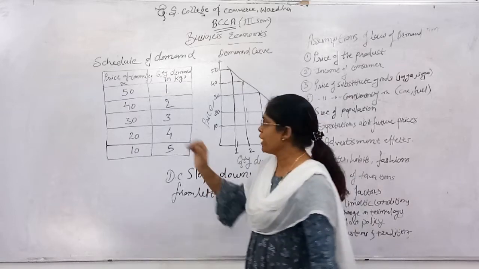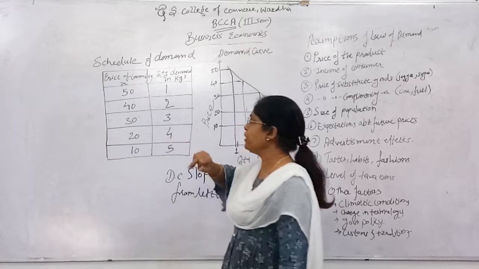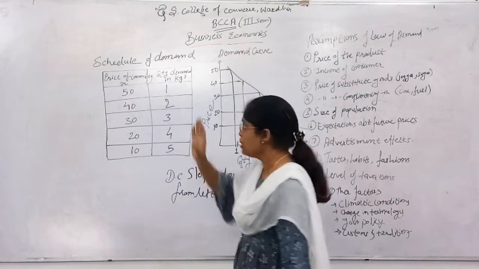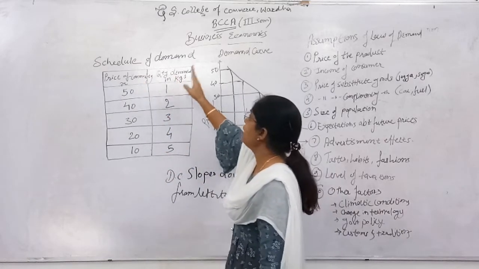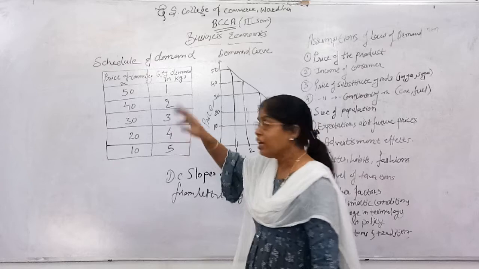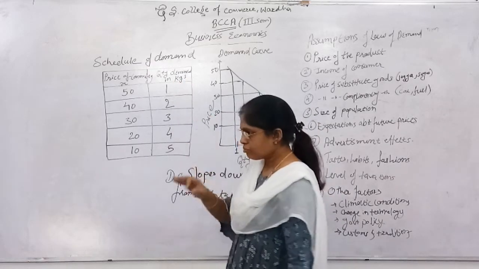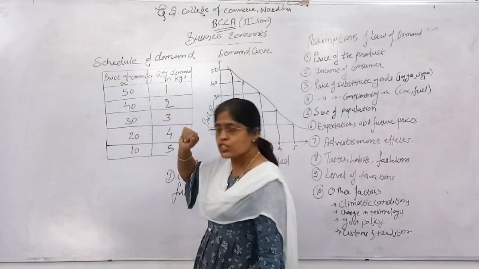In the schedule, we have seen these two columns. In one column, there is the price of the commodity, and we have treated this commodity as commodity X. So this is the price of commodity X, and here is quantity demanded, in what measure? Quantity demanded in kgs. So before drawing this curve, we will see the schedule.